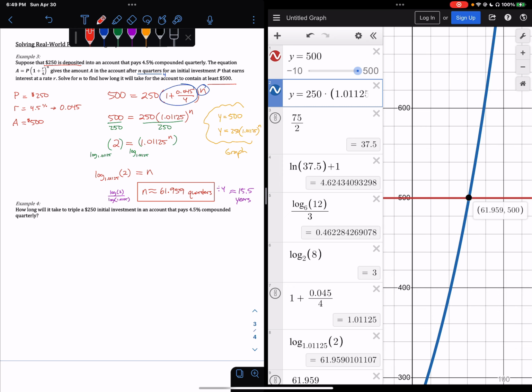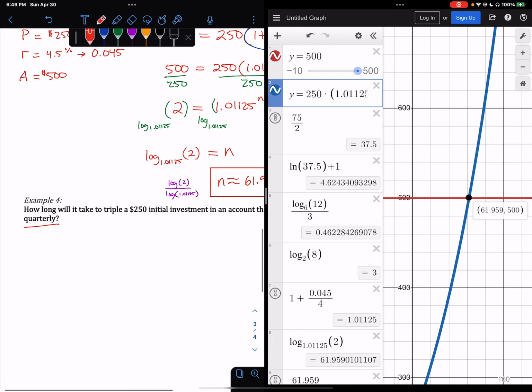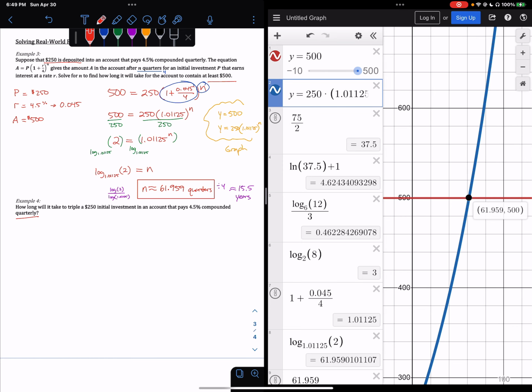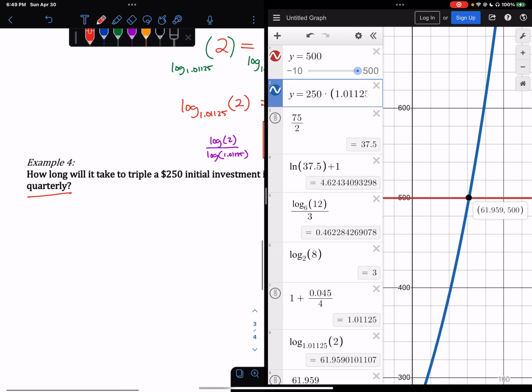And so example 4: how long will it take to triple a $250 initial investment in an account that pays 4.5% compounded quarterly? So again, it tells us quarterly, and that's important to notice. So we can basically use the same equation here. We just have different starting values. So how long will it take to triple a 250? Well, remember, tripling means 3 times. So this would be 250 times 3, so my A is going to be 750.